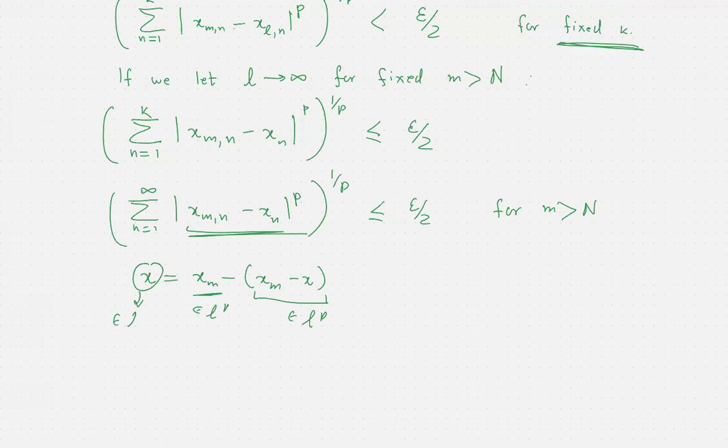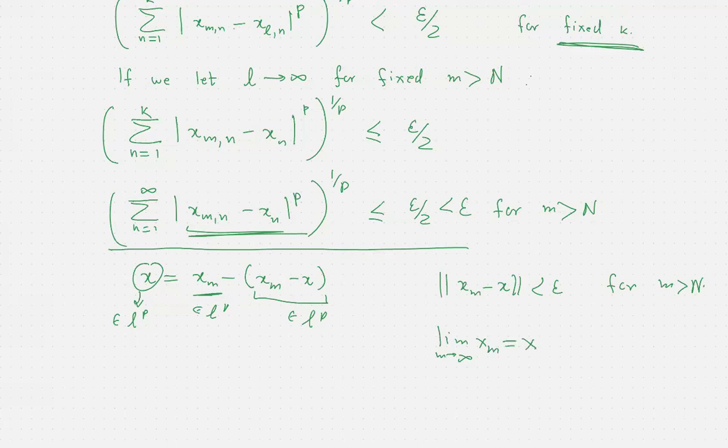And finally, if we read this inequality carefully, this is, by the way, less than epsilon. That tells us that the norm of x_m minus x is less than epsilon for m greater than N. And that simply means that the limit as m tends to infinity of x_m is x, which means that we have shown both things. I don't think we skipped any details, and that's a full proof that l^p is a Banach space.